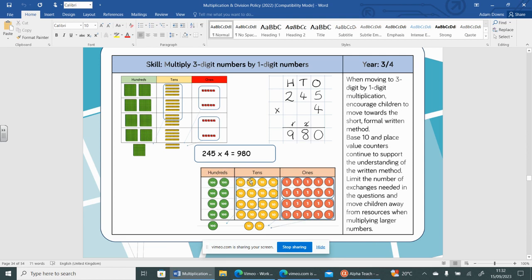That's 245. Now we need 4 lots of those. So we put in another 4 there. So we've got 4 lots of 5 in there. In here, we need 4 lots of 4. 1, 2, 3, 4, just there. And in here, we need 4 lots of 200, and we've put those in there. Then we would add them up.